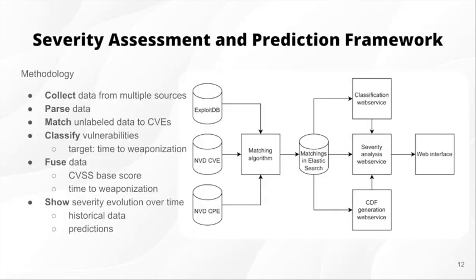So to collect data about weaponization, we use this framework here. We collect data from multiple sources, including ExploitDB, NVD, and then we do a matching to relate to which vulnerabilities a certain set of exploits apply to. And then after doing this matching, we classify the vulnerabilities into groups, and then we extract the CDF of weaponization time for each group, and then given a new vulnerability, we try to detect which group it pertains to, and then having the CDF of time to weaponization for that group, we combine this information with information from CVSS to then infer how severity will evolve for this new vulnerability.